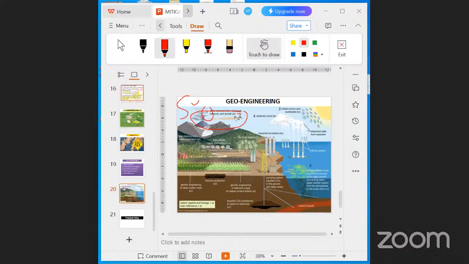So normally, unlike other gases, sulfur does not heat up the stratosphere, and that is why we spray the stratosphere with sulfur like this. You see this one, observe.